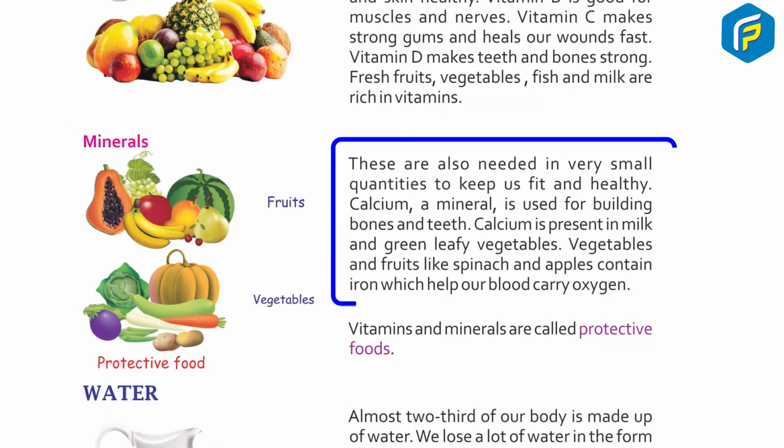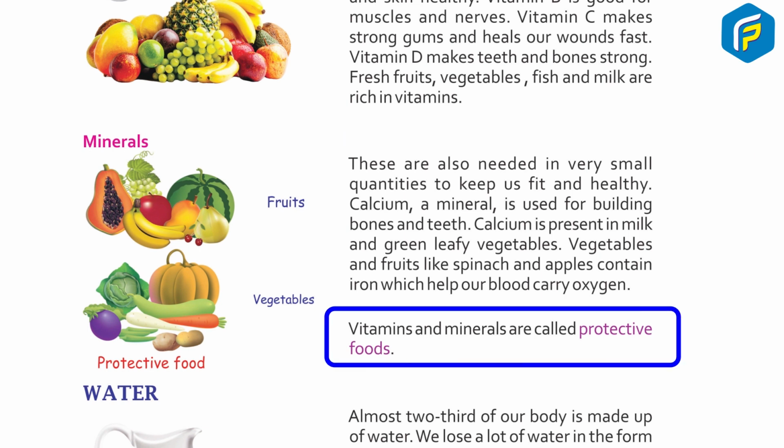Minerals. These are also needed in very small quantities to keep us fit and healthy. Calcium, a mineral, is used for building bones and teeth. Calcium is present in milk and green leafy vegetables. Vegetables and fruits like spinach and apple contain iron, which helps our body carry oxygen. Vitamins and minerals are protective foods.